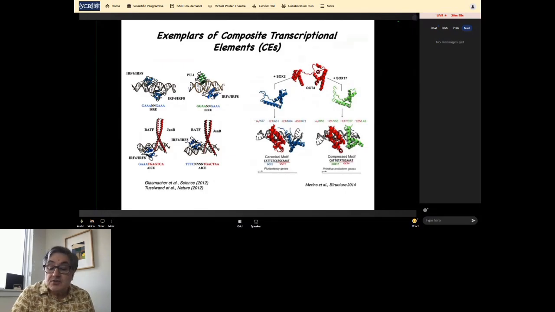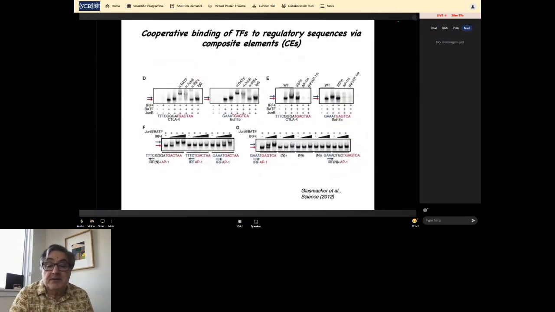And one can demonstrate, as we did many years ago, cooperative DNA binding using biochemical assays with the individual regulatory proteins. And you can demonstrate in those biochemical assays that changing the spacing of the sites or their relative orientation abolishes cooperative interaction, as well as cooperative function when you analyze transcriptional activity.